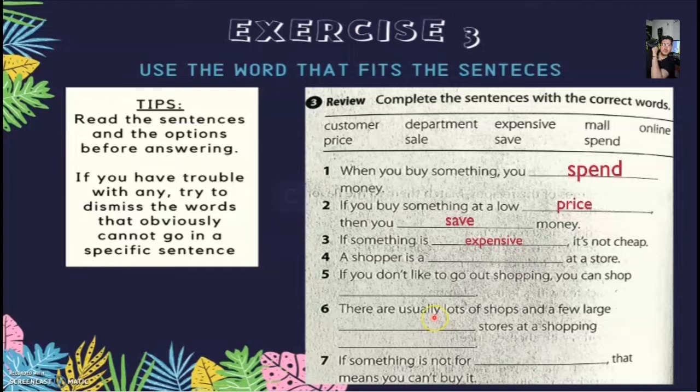Okay, for number 4, a shopper is a, what do you think? Excellent, it's a customer, okay, at a store. For number 5, if you don't like to go out shopping, you can shop online. Okay, number 6, there are usually a lot of shops in a few large department stores. At a shopping, what do you think? Shopping, what's next? Mall. Okay, and the last one, if something is not for sale, that means that you can't buy it. Okay, basically you only have to read the sentence and you can answer it easily.